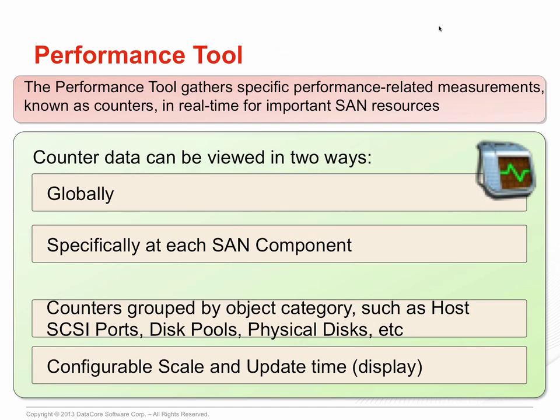For the performance tools, we've got a lot of counters for measurements, and these counters are all real time. We can monitor resources, which could be hardware, DataCores, but also virtual disks. We can monitor globally, or we can choose specific components inside the DataCore. It's very important because we can have both views, one global and one specific to the item you want to monitor. We've got counters per group, per category, such as SCSI ports, hosts, host disks, physical disks, etc.